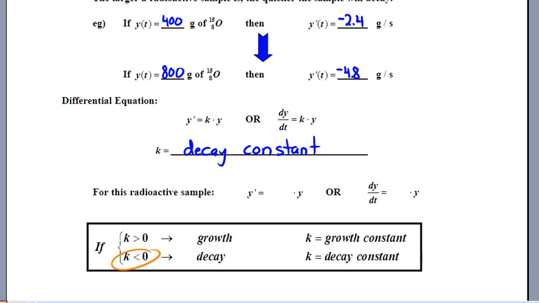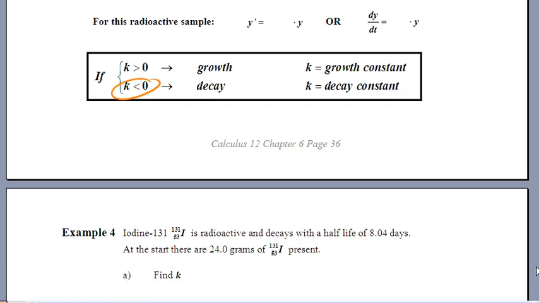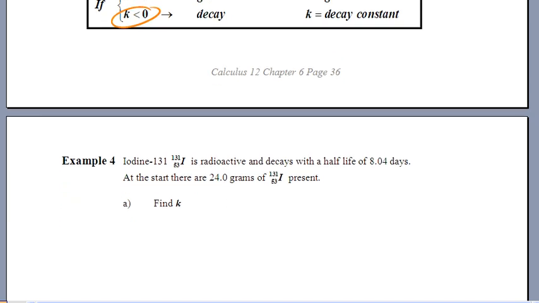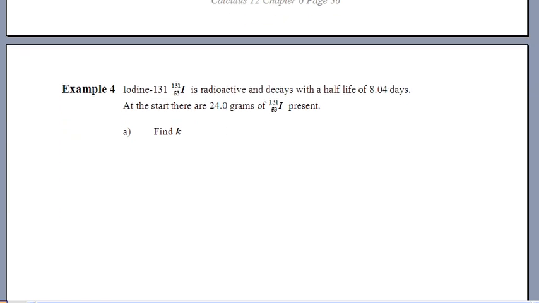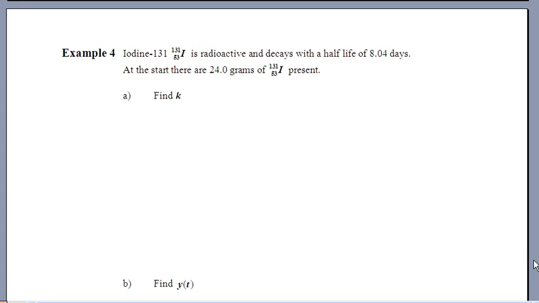Okay, well, let's try this out with one last page right here. Some iodine-131, that stuff's radioactive. It's radioactive and it decays away with a half-life of 8.04 days. So if you wait those 8 days, you'll notice that half of whatever you had has converted, transmuted into something else, and is no longer iodine-131. Let's say you start off with 24 grams of the stuff. See if we can find the K in this story.